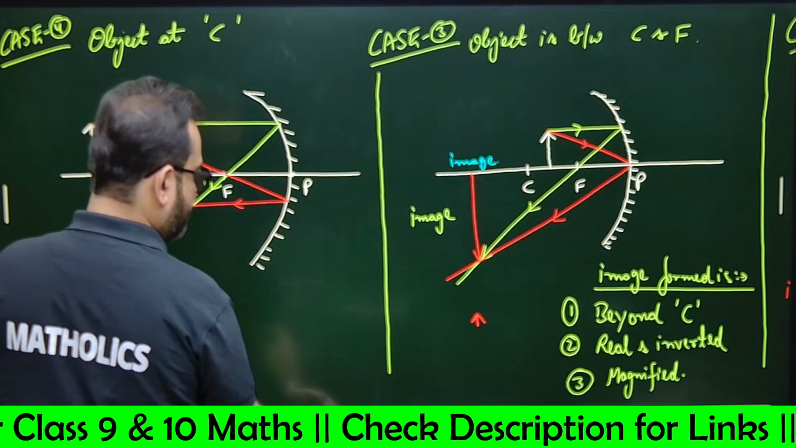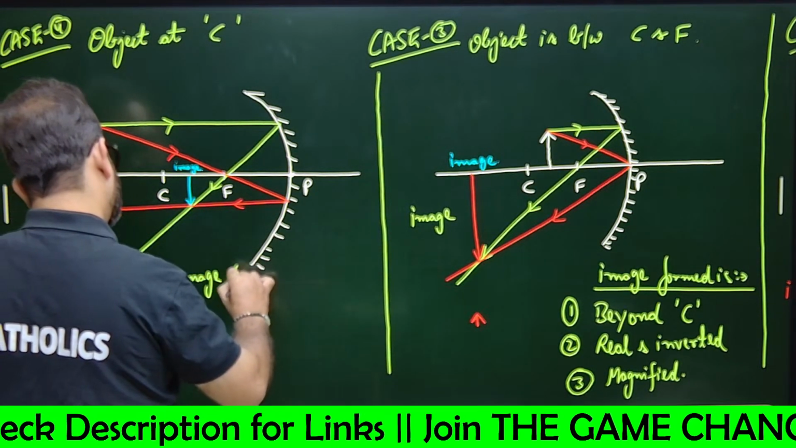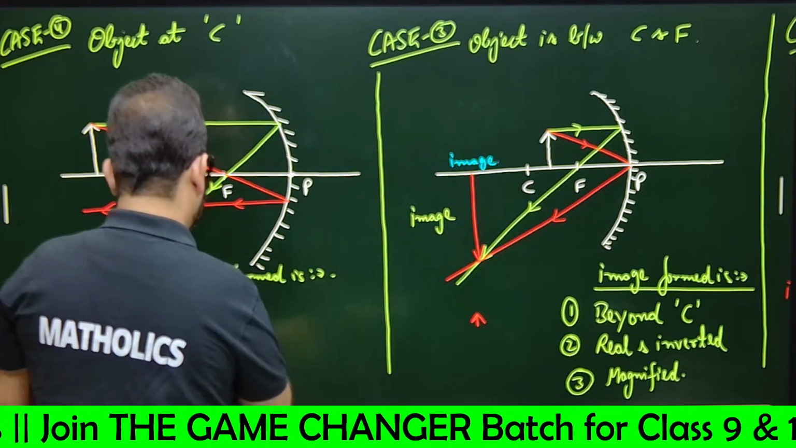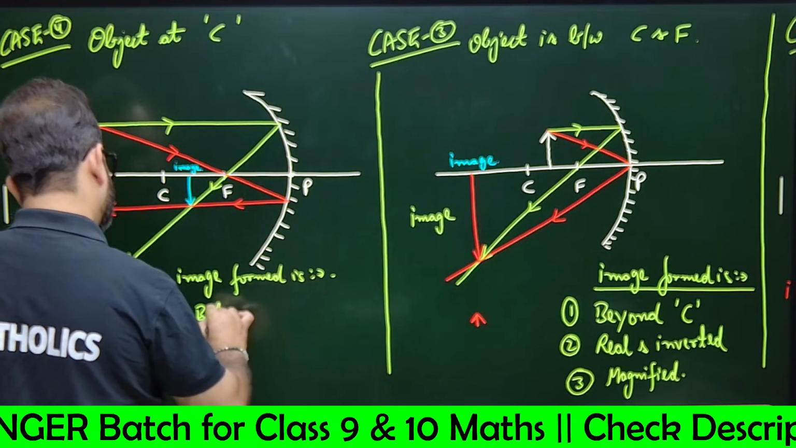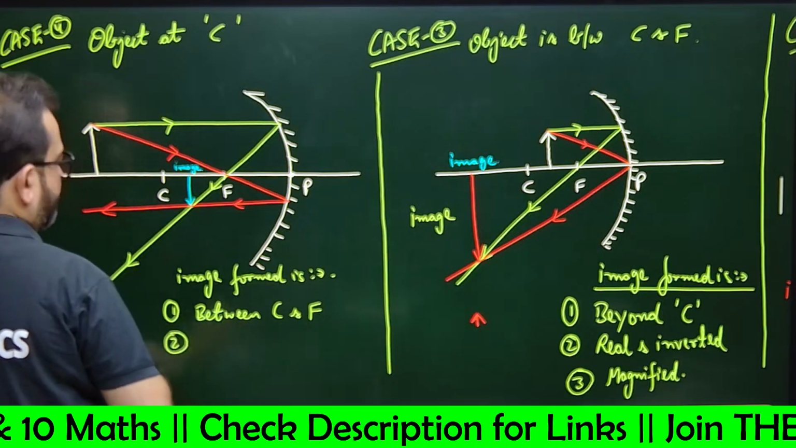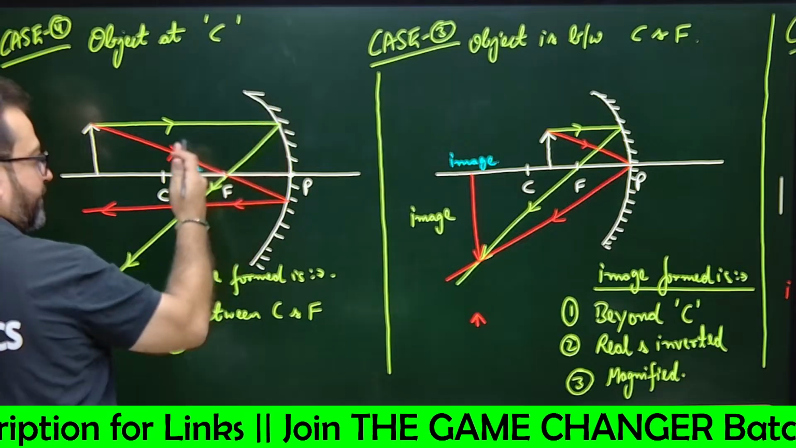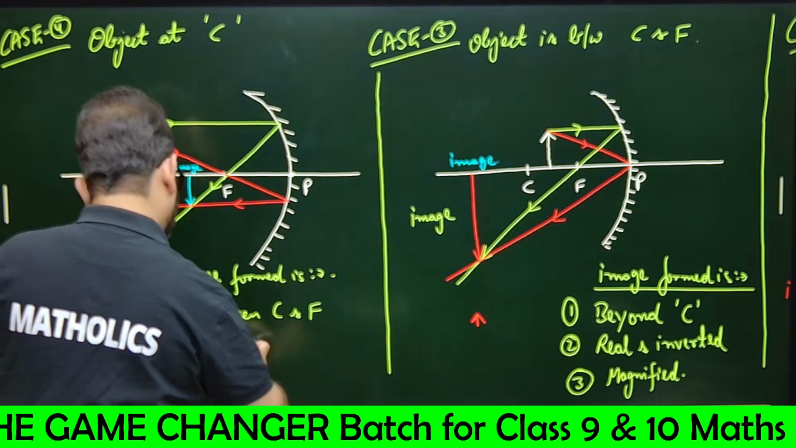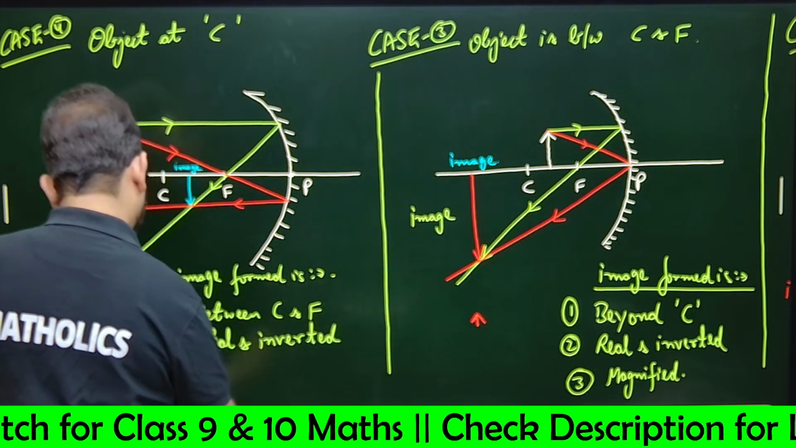So the image formed is what? Tell me, first point, where is it formed? Between C and F. Point number 2. Is it real and inverted or virtual? It is in front of the mirror, so it is real. And the downward direction means inverted. Real and inverted. Point number 3.